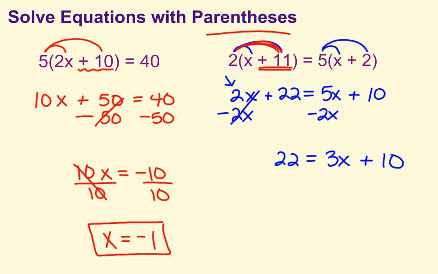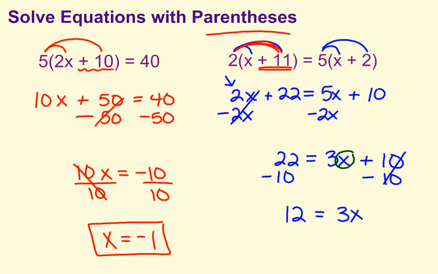All right, so we distributed, we got our x's on the same side, and now we're ready to do our solving. When we solve, we want to go to the side where the x is. We have x over here on the right, so I'm going to focus on the right side of the equation. I'm going to get the 3 and the 10 to the other side, always starting with the addition or subtraction. We have plus 10, so we'll go ahead and subtract 10 from both sides. 22 minus 10 is 12, equals 3x.